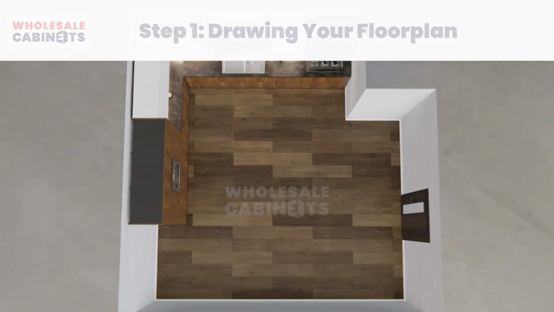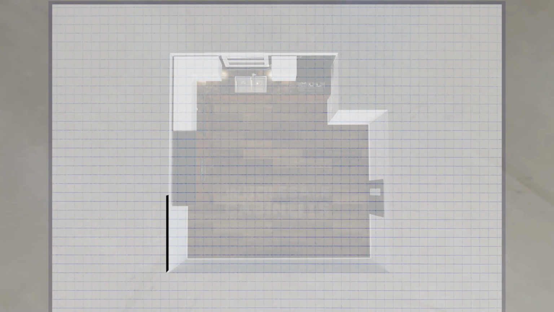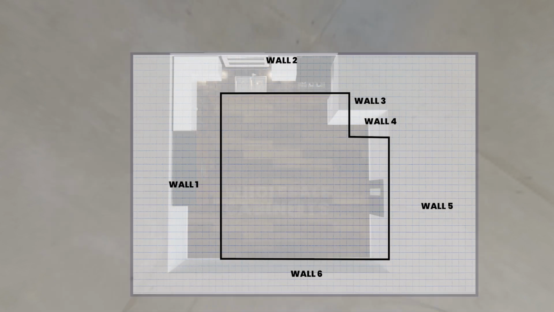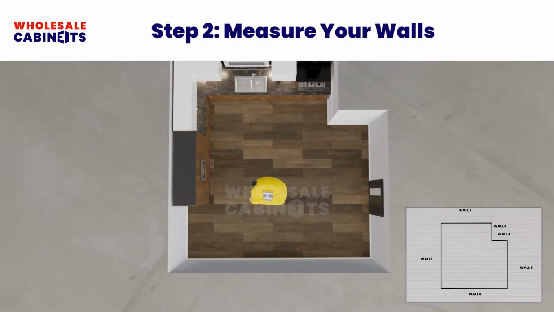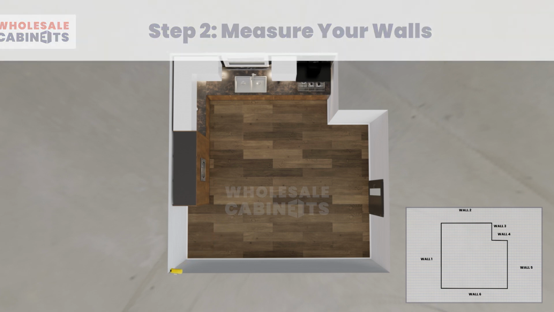Start by drawing a rough sketch of your floor plan. Going clockwise from left to right, draw your walls as if you were looking down on your kitchen from above. Then, number each wall on your template. Measure each wall from one side to the other and write down the total length in inches.